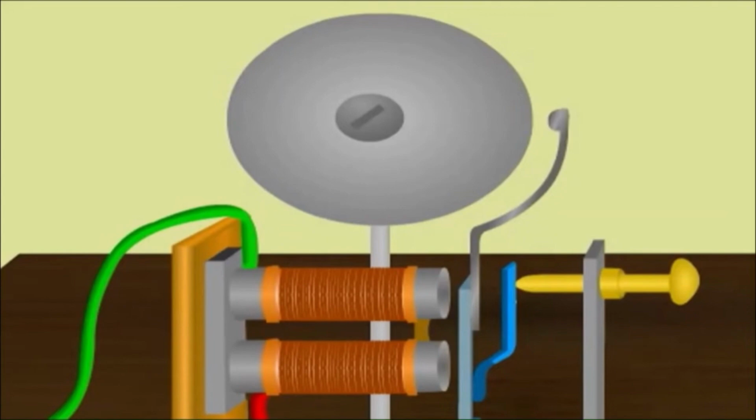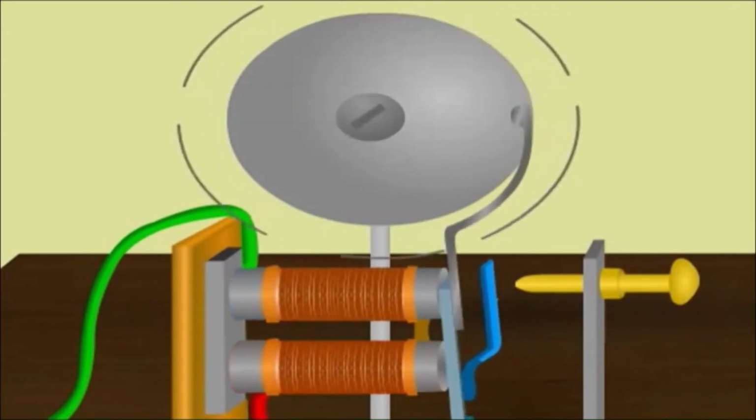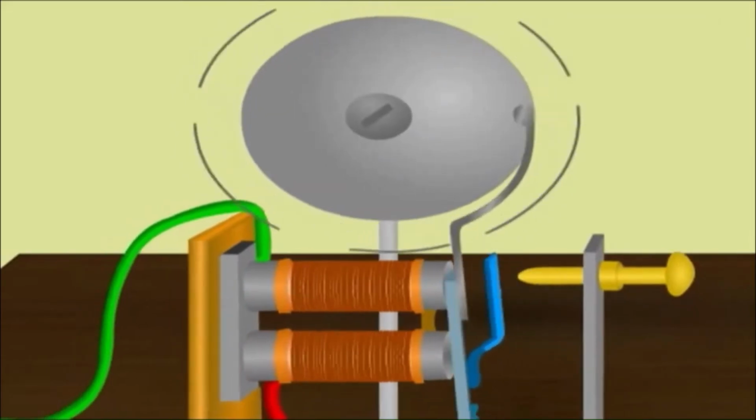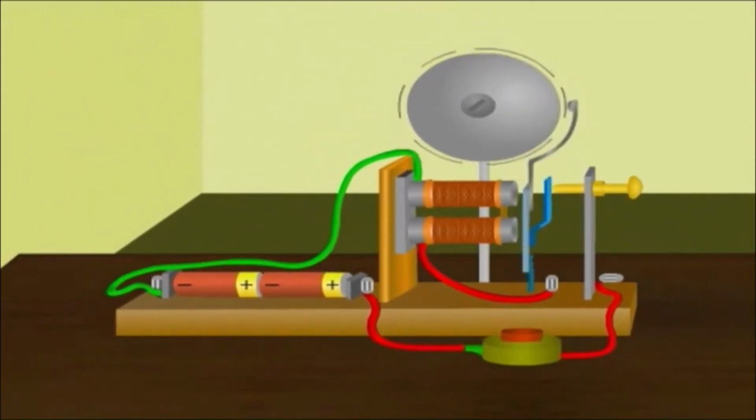And because of that, the current started flowing through the circuit again. Once again, the iron object became an electromagnet, and the cycle gets repeated in an electric bell. So whenever the circuit is closed, the hammer strikes the gong repeatedly to produce sound. I'm sure now you know how an electric bell works.